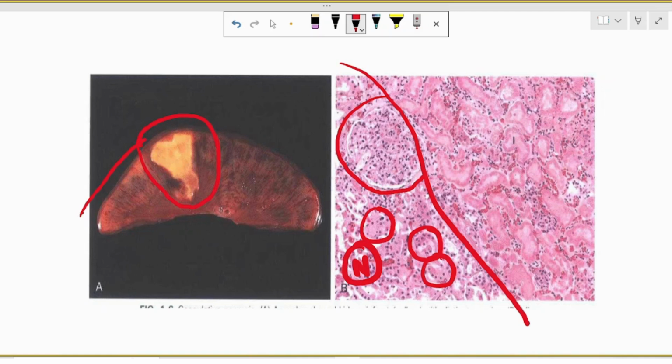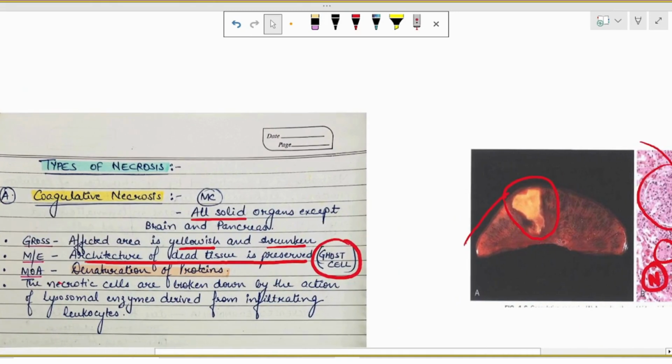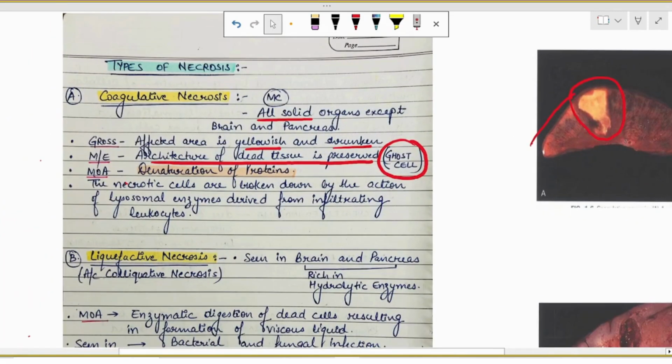But here in the affected part, I am being able to see that this is a tubule, this is a tubule, this is a tubule, but I am not being able to see the nucleus of it. That means that architecture of it is preserved, but we are not being able to appreciate any of the cells. So these cells are known as ghost cells. I hope this is clear to you now.